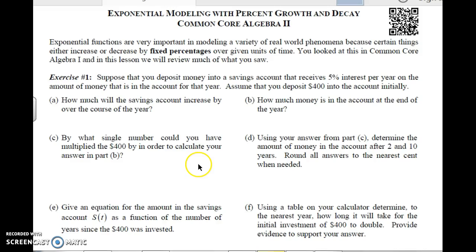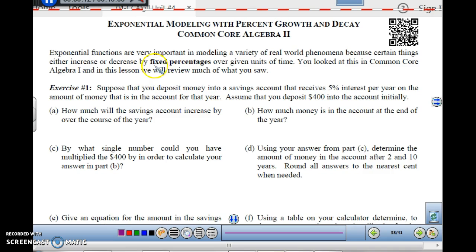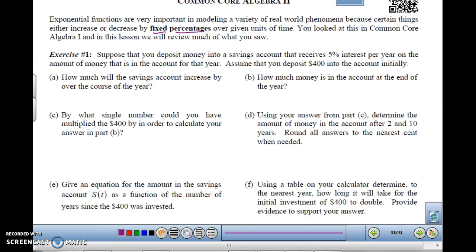This is Algebra 2, Unit 4, Lesson 6 on exponential modeling with percent growth and decay. Now, exponential functions are very important in modeling a variety of real-world phenomena because certain things either increase or decrease by fixed percentages over given units of time. We saw this in Algebra 1, so let's see if we can review how we do this.